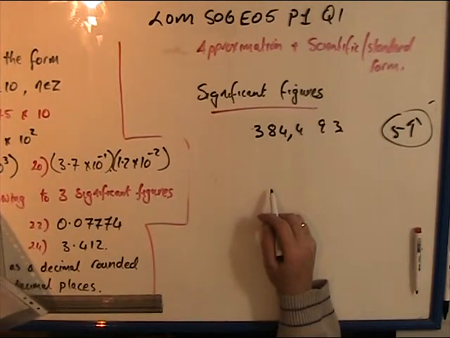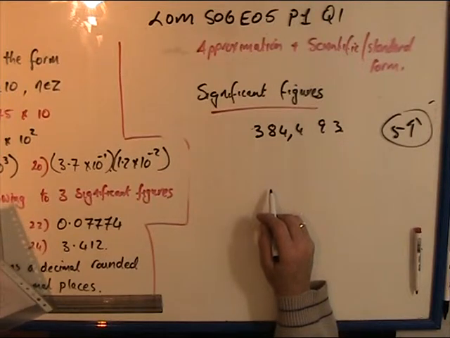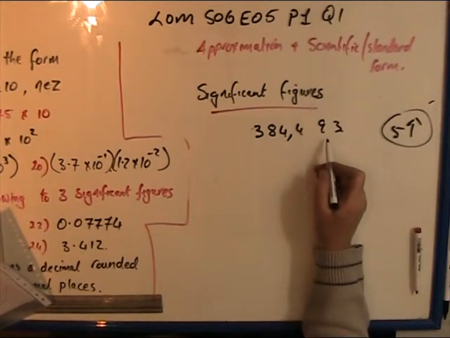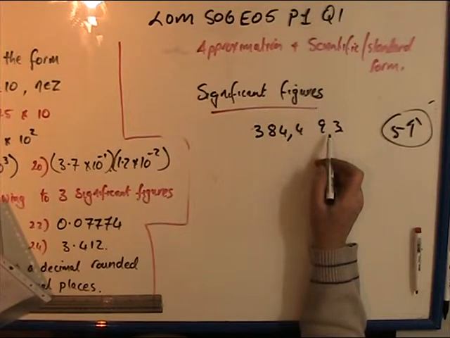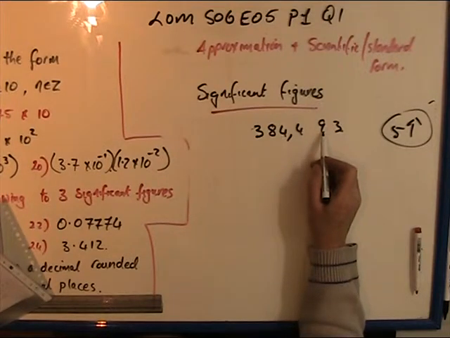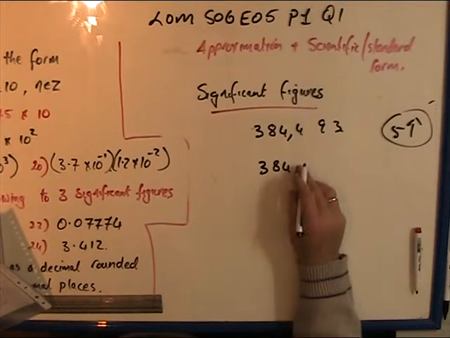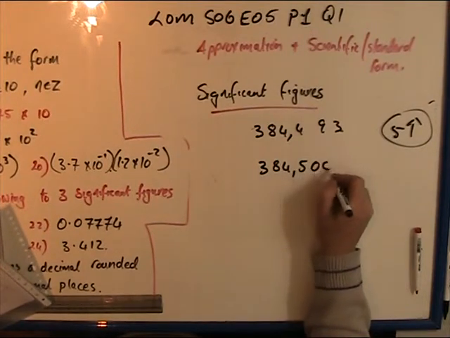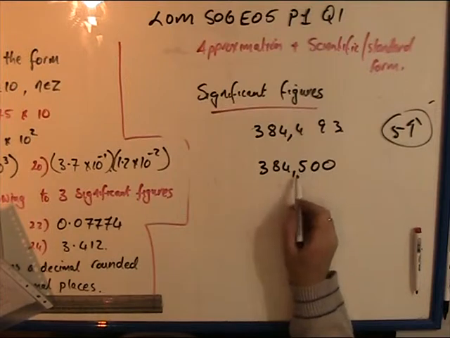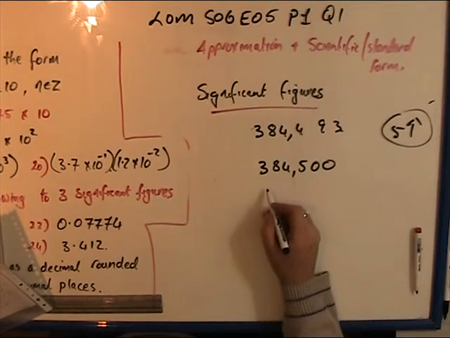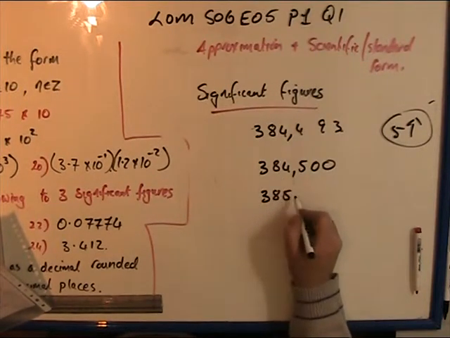384,493. And someone says, yeah, well, give me that in 3 figures. Okay, so you would look at this and you say, okay, well, I'm going to do it right now here. This 3 doesn't change this 9. This 9 changes this 5. That's 384,500. And that's 4 significant figures, and this 5 changes this 4 to 385.